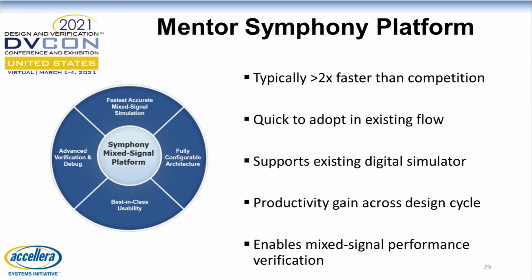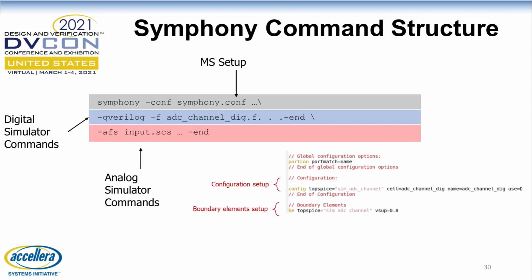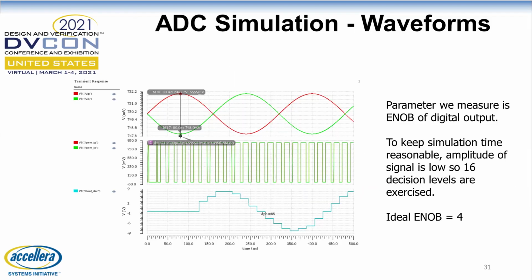So to simulate the ADC mixed-signal design, we use Mentor's Symphony platform, which is on average 2x faster than comparative solutions. It is very flexible, works with all digital solvers, and has lots of powerful debug features. Symphony setup is pretty easy. This is the Symphony command line. Symphony is the name of the binary, and then you specify your digital simulator options, you specify your analog simulator options, and with the config file you specify which blocks you want to simulate in SPICE and which blocks in digital. Let us have a look at the waveforms from the ADC mixed-mode simulation.